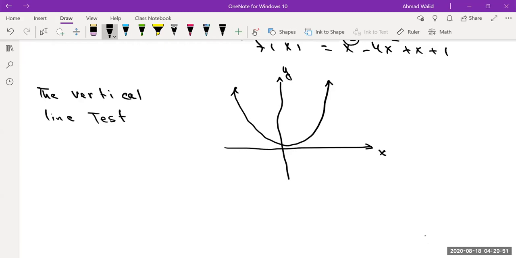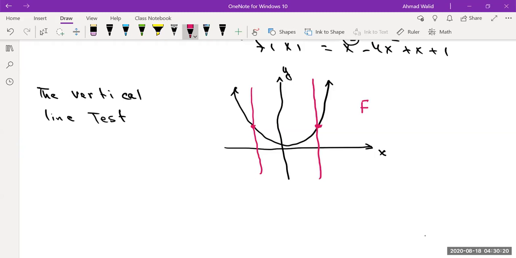What does it mean? It means draw a vertical line in different parts of your graph and check if your vertical line intersects the graph only once, only and only once. Then that graph represents a function. You see, I draw a line here, it only intersects once.